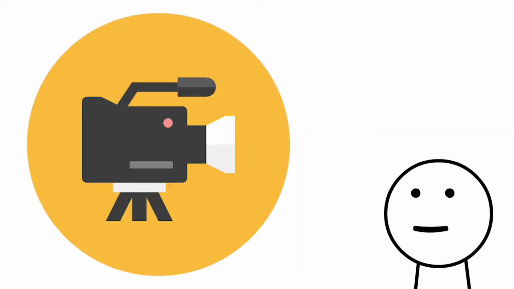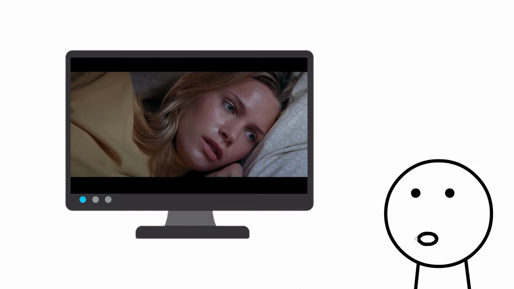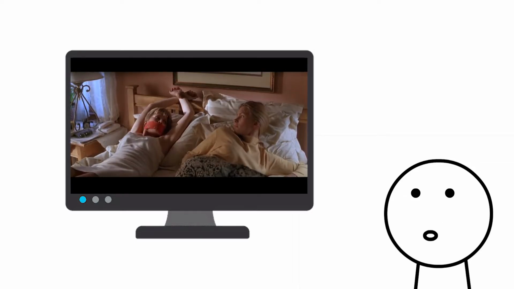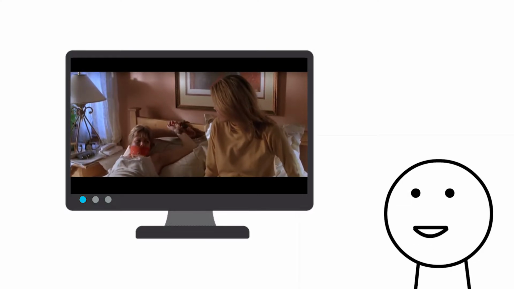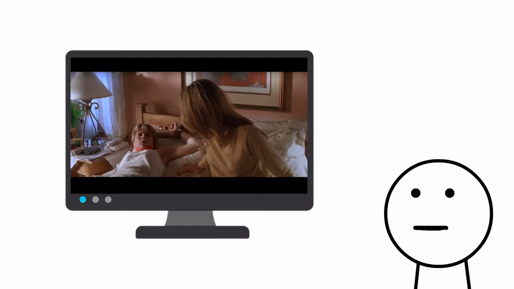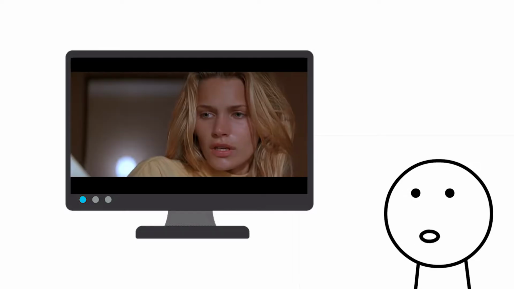That's just completely wrong. There are different types of videos shot at different frames per second, but there are three major ones: 24 frames per second, 30 frames per second and 60 frames per second. The movies that we usually watch in the cinema or on TV are shot at 24 frames per second. You may wonder why 24, why don't they shoot at 60? Because 60 FPS is definitely better than 24, right? That's just completely wrong.